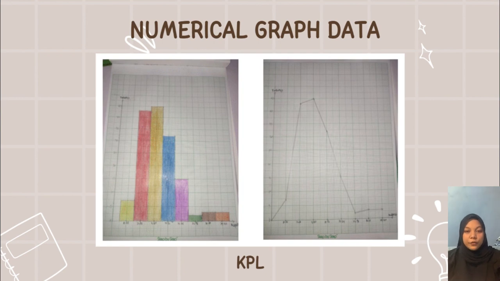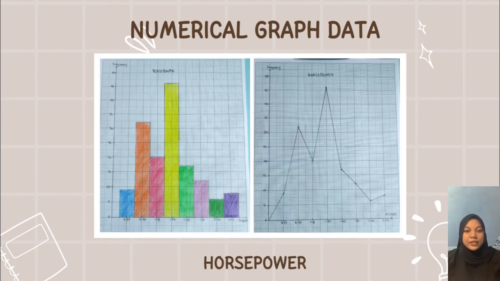At the midpoint of 10.36, the graph started to increase and reached the highest frequency at 45. And then at midpoint 15.8, it started to drop drastically to a frequency of 2. Next is the horsepower. As you can see in the histogram, midpoint 1.39 shows the highest frequency, which is 46, and midpoint 2.02 decreased the frequency to 6.